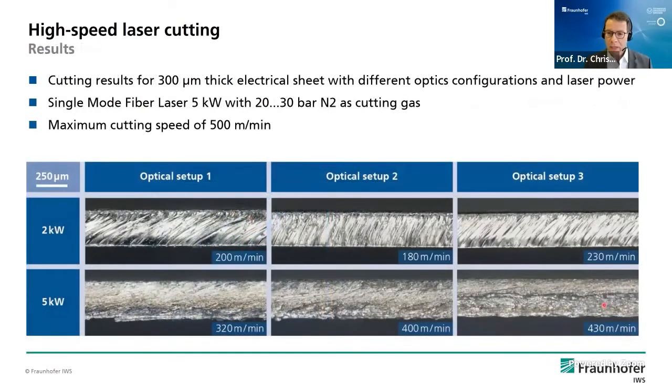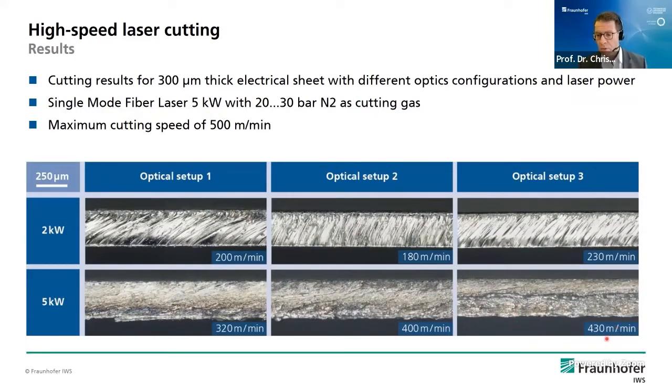Now, when speaking about high speed, I really mean high speed. And as you can see from this slide here, we are shooting for 500 meters per minute and even higher. And this is part of a study here that shows how a combination of a certain optical setup, we used three different optical setups, 1, 2, and 3, and laser power and speed gives you different cutting results. And as you can see here, for the highest speed, you have to increase the laser power.